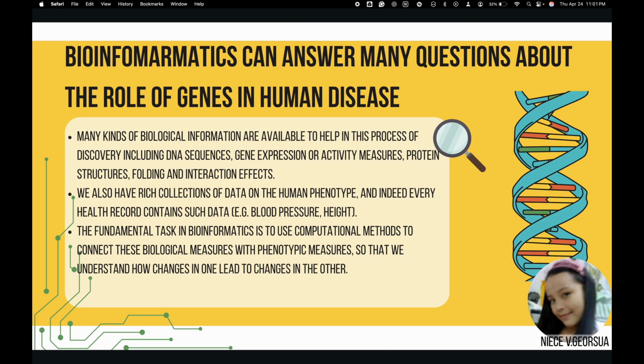Bioinformatics can answer many questions about the role of genes in human disease. Many kinds of biological information are available to help in this process of discovery, including DNA sequences, gene expression or activity measures, protein structures, folding, and interaction effects. We also have rich collections of data on the human phenotype, and indeed every health record contains such data, for example, blood pressure and height. Then the fundamental task in bioinformatics is to use computational methods to connect these biological measures with phenotypic measures so that we understand how changes in one lead to changes in the other.